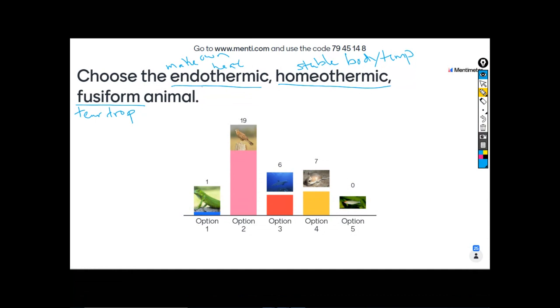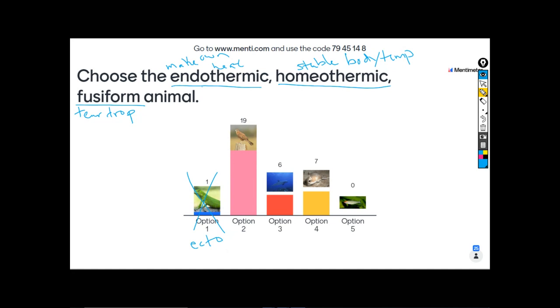So let's start with endothermic. Okay, so let's look at our organisms down here. Which of these organisms are not endothermic? One. All right, what is one? So some kind of reptile, a lizardy friend. So those guys are ectothermic, right? Okay. So whatever else they may be, they're not going to qualify for this first thing.